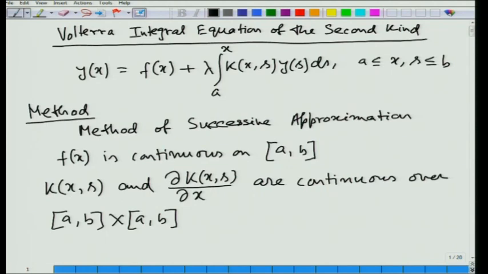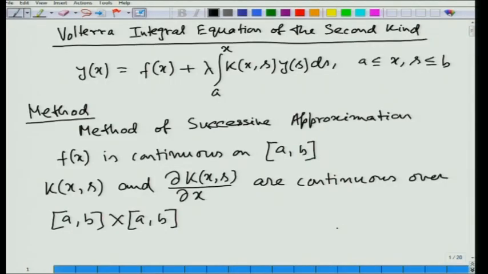Now, actually we are considering that k(x, s) and the partial derivative of k with respect to x are continuous over the rectangle with both sides of length b minus a, a square, but practically we need the continuity condition of k(x, s) and its partial derivative with respect to x over a triangle, because if we try to understand, this is our square over which the given functions k(x, s) and the partial derivative of k are continuous. So, the integral is over s from a to x.